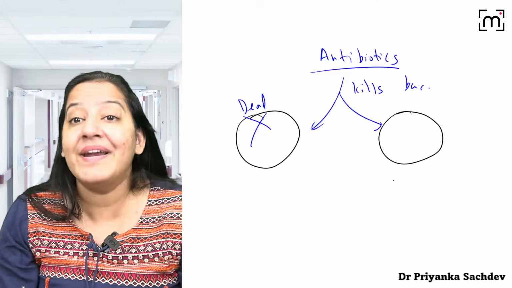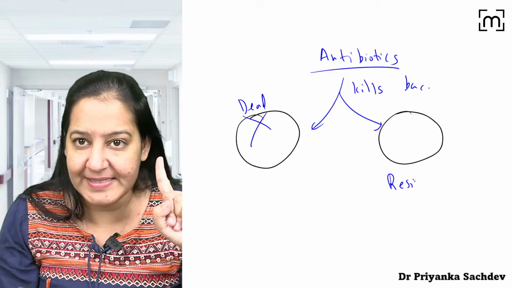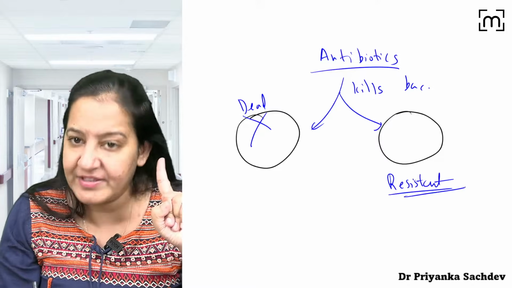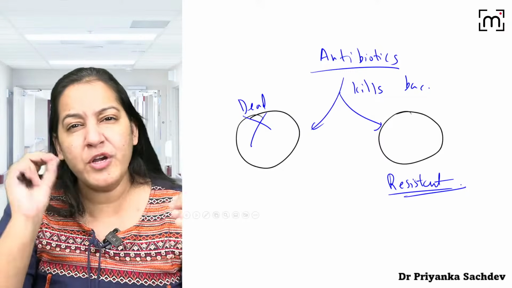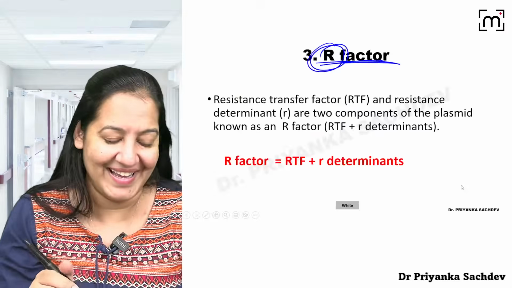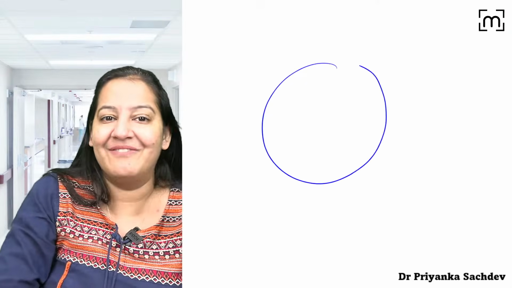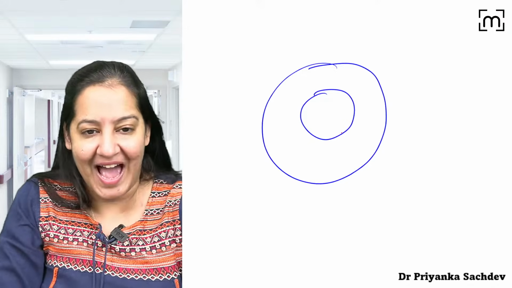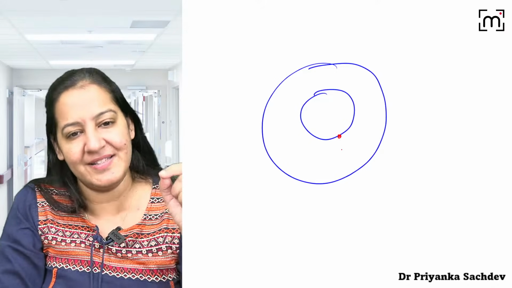So what must I say? Why is it not dying? I will say the word resistant. This bacteria is resistant to the antibiotic. That's why it's not dying. What do you mean by resistant? Why is it not dying? This bacteria, the one which is not dying, basically has a gene. Actually not a gene, it has a plasmid.